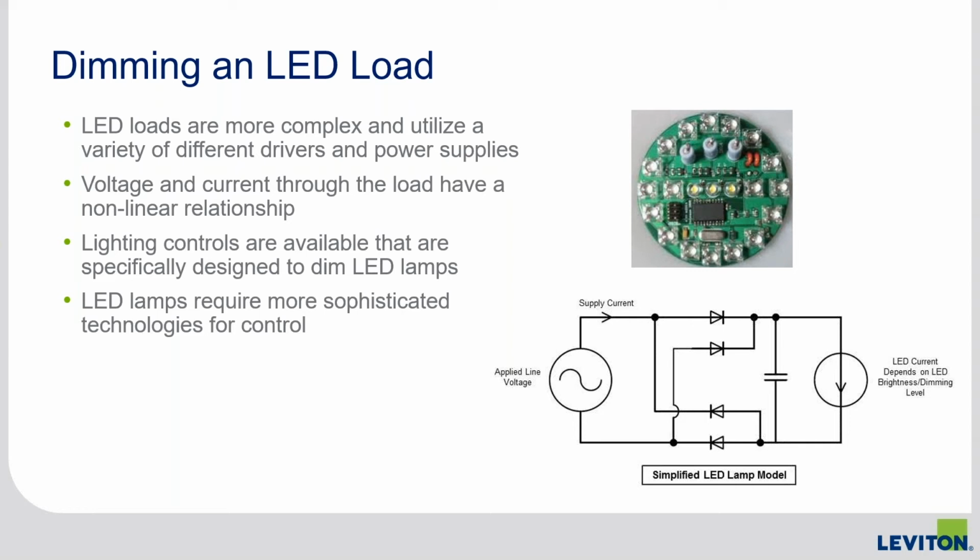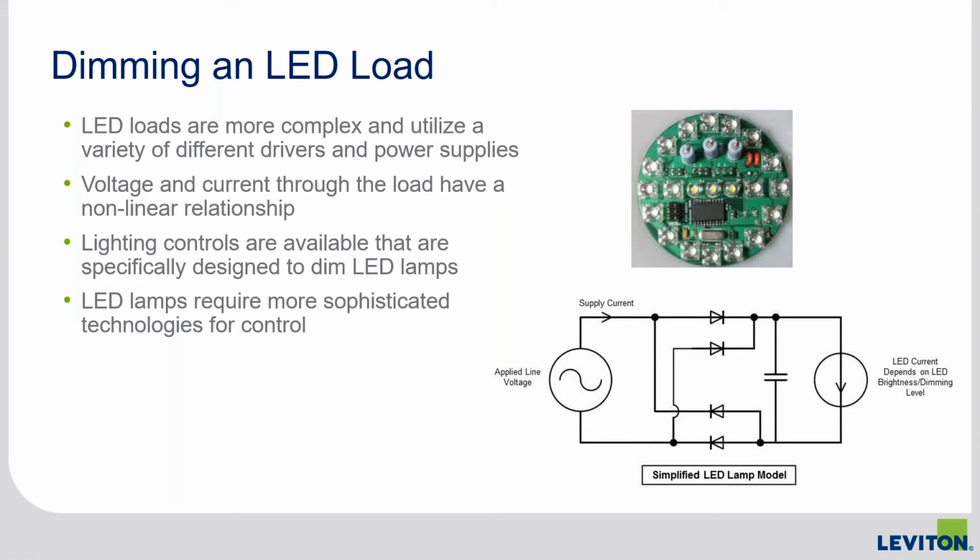Now, because these circuits are so complex, you require a much more sophisticated technology in order to control them. The dimmer has to do much more in terms of regulation and correcting the exact time where it turns on and off in order for this chip and this circuit to work properly.